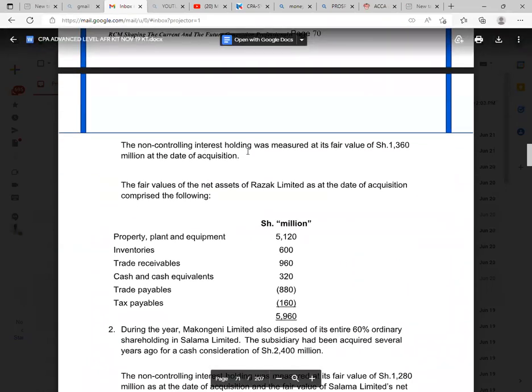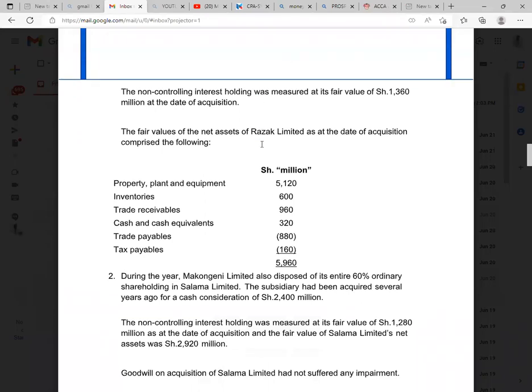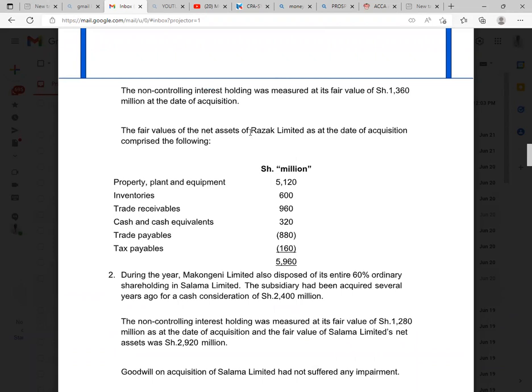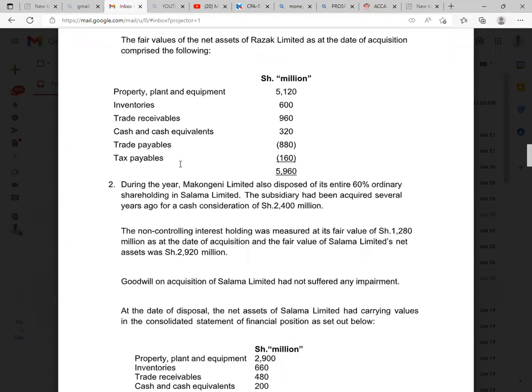The NCI was measured at its fair value of 1360 million at the date of acquisition. The fair values of the NCI of the net assets of Razaki Limited as at the date of acquisition comprise the following: property, plant, and equipment. We can see those things.